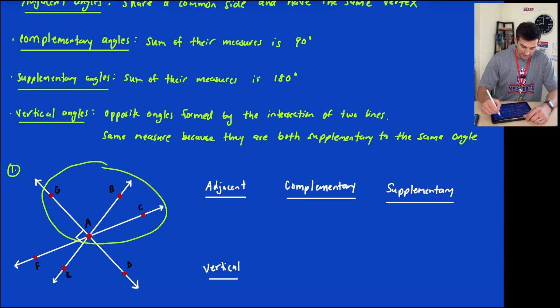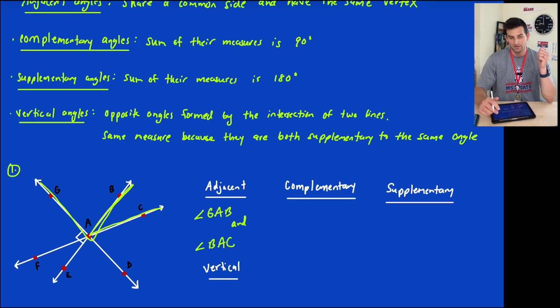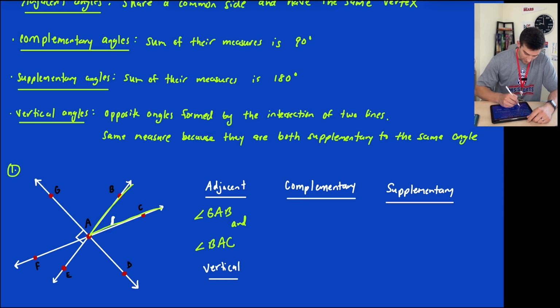So I noticed that I have angle GAB, so let's say angle GAB, and this angle here, we could say CAB or BAC. So let's say angle BAC, right? So those both share vertex A, and they both share side AB. So those would be adjacent angles, okay? So let's see if we could take off our yellow lines here. There we go. All right, now let's move on to complementary.